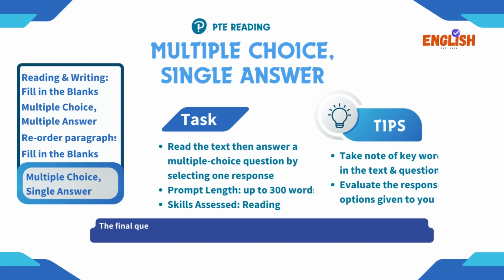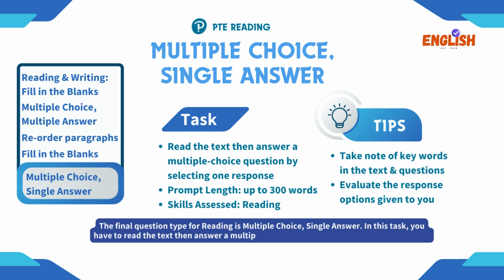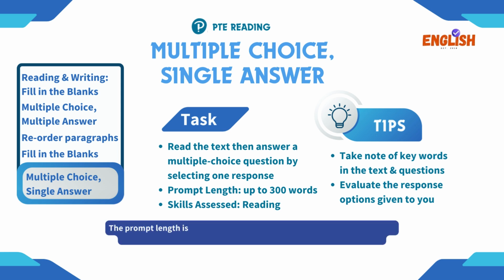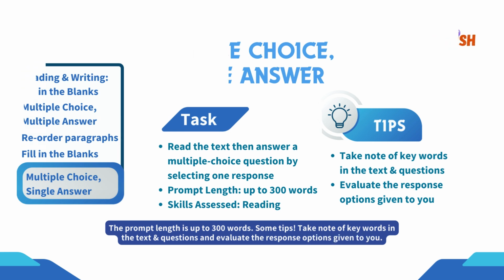The final question type for reading is multiple choice, single answer. In this task, you have to read the text and answer a multiple choice question by selecting one response. The prompt length is up to 300 words. Some tips. Take note of keywords in the text and questions and evaluate the response options given to you.